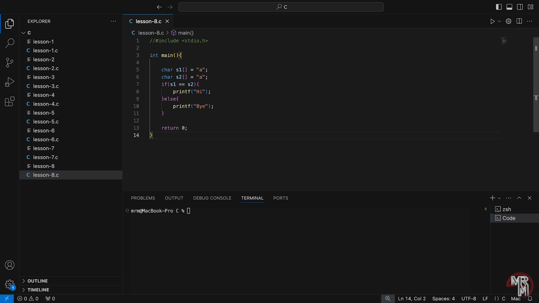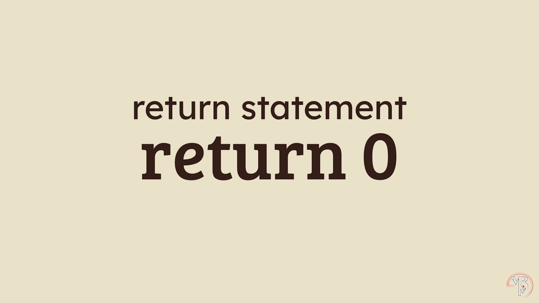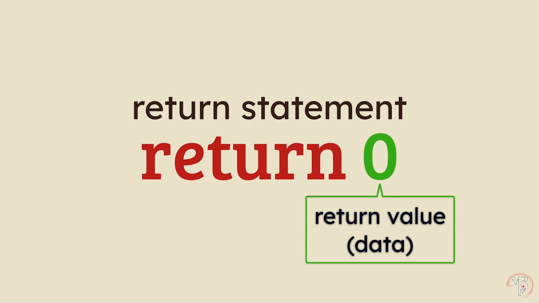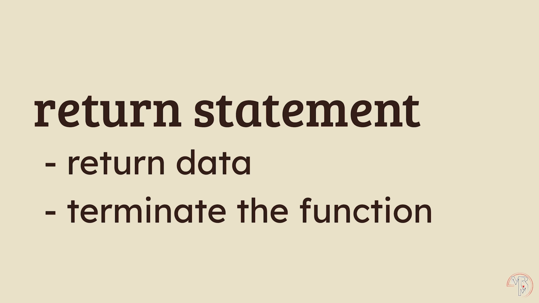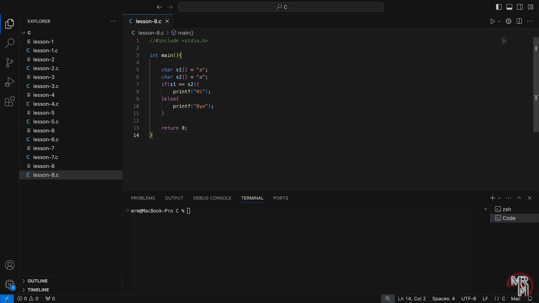Now let's look at the body of the main function. You probably remember that the code we write must go after this opening curly bracket and before this return 0. This return 0 is a return statement. It consists of the word return, followed by return value, which is data, whose type must match the return type of the function indicated in the header of the function. A return statement tells the computer to output or return some data and terminate the function. So the reason why the code we write must go before this return statement is because this is where the execution of the function will stop, meaning the code we write after the return statement will never be executed.